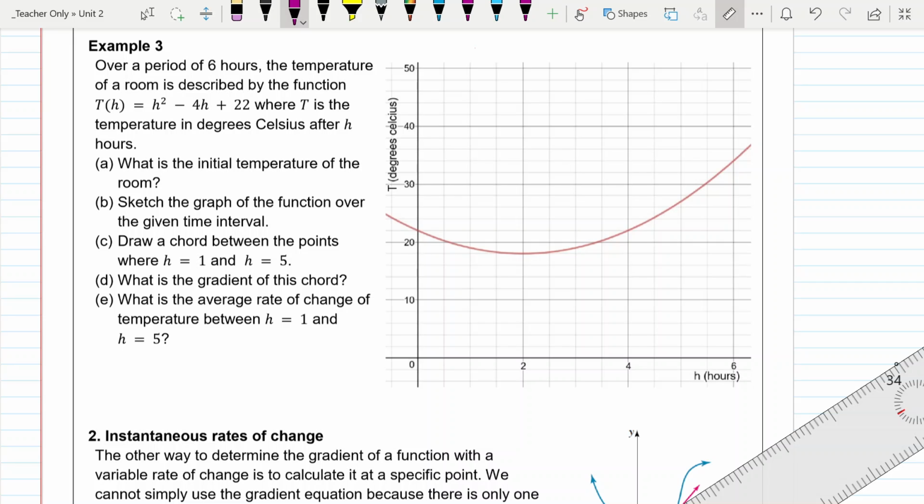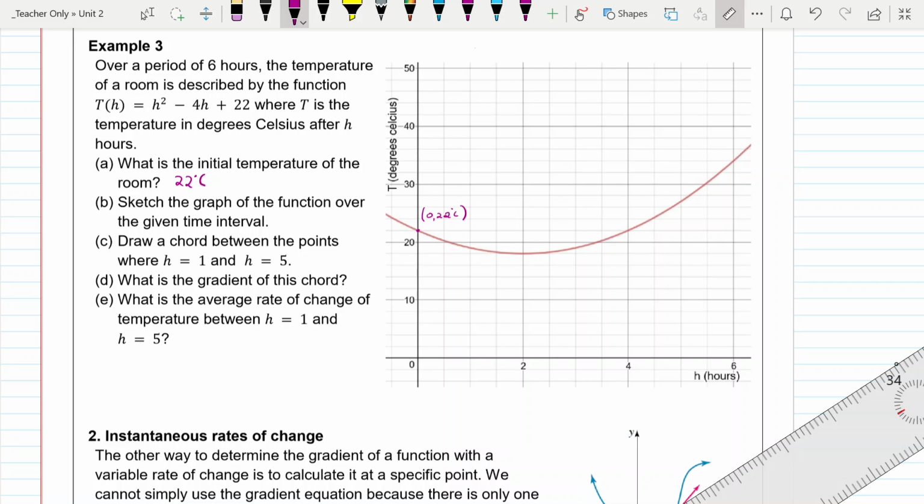You'll notice that it can be described by a quadratic function. All right, so let's answer some questions. What's the initial room temperature? Well, if we look at this point over here, it's sitting at 22 degrees. Okay, so we've got 22 degrees Celsius.